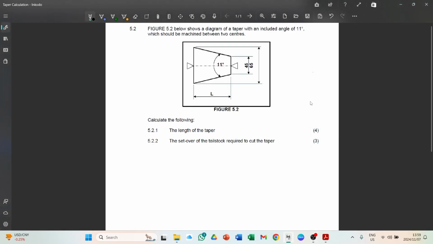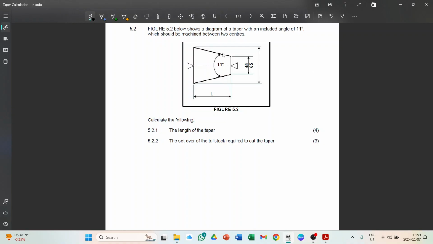When you receive a question about taper cutting, you will see it will look something like this. It will say figure 5.2 below shows a diagram of a taper with an included angle of 11 degrees, which should be machined between two centers. As you can see, there's a center point over there and a center point over there that's indicated. So the 11 degrees that's shown here, that will be the degrees after the workpiece has been cut.